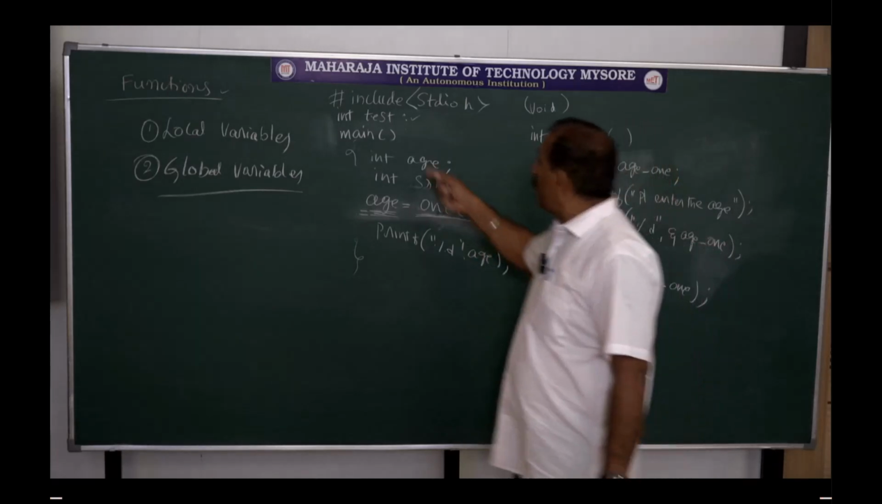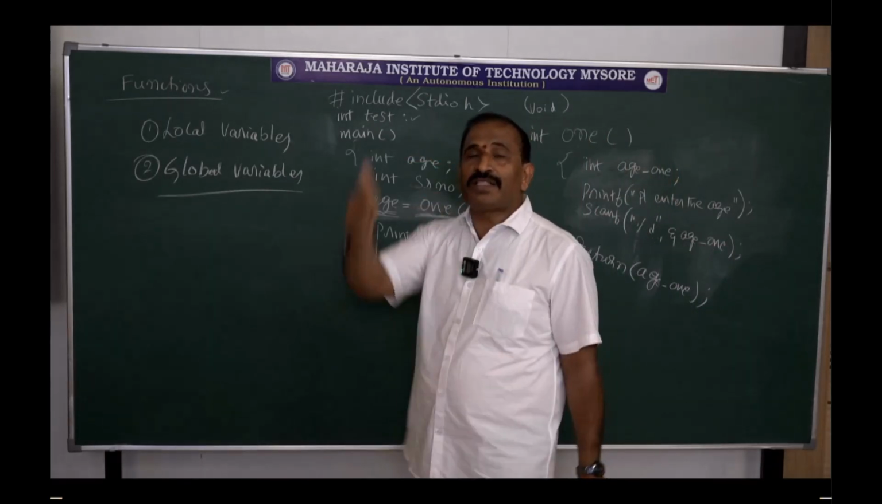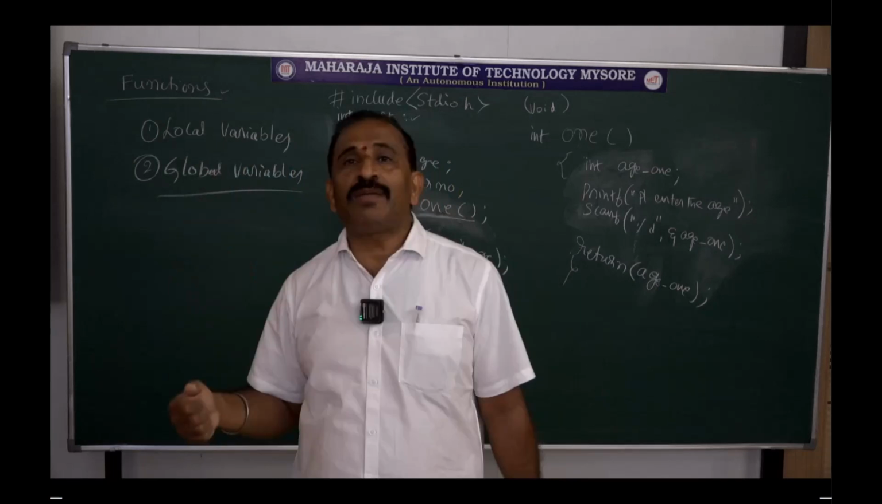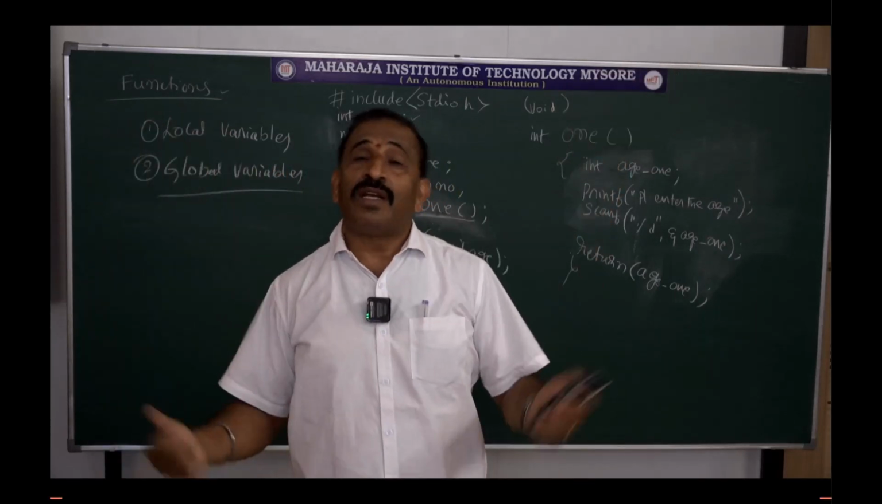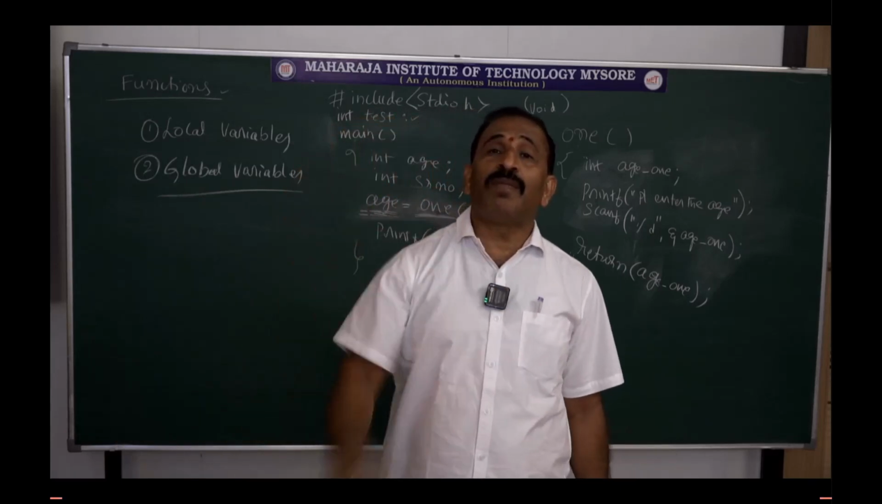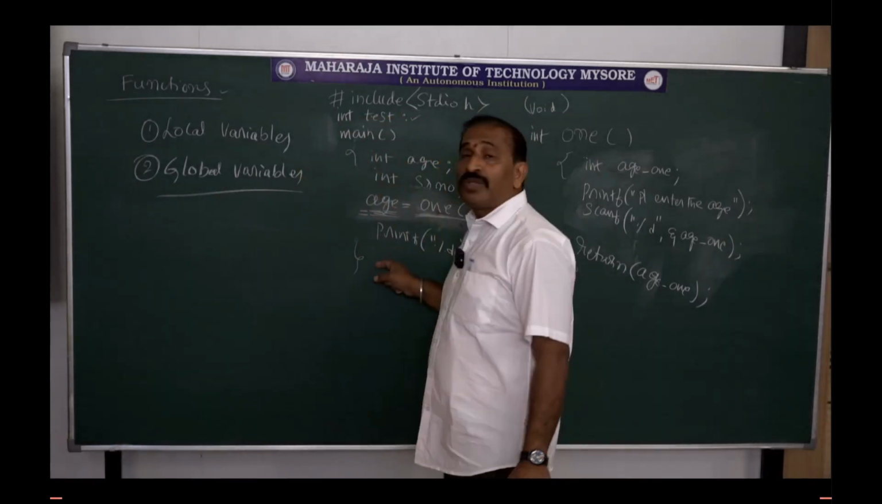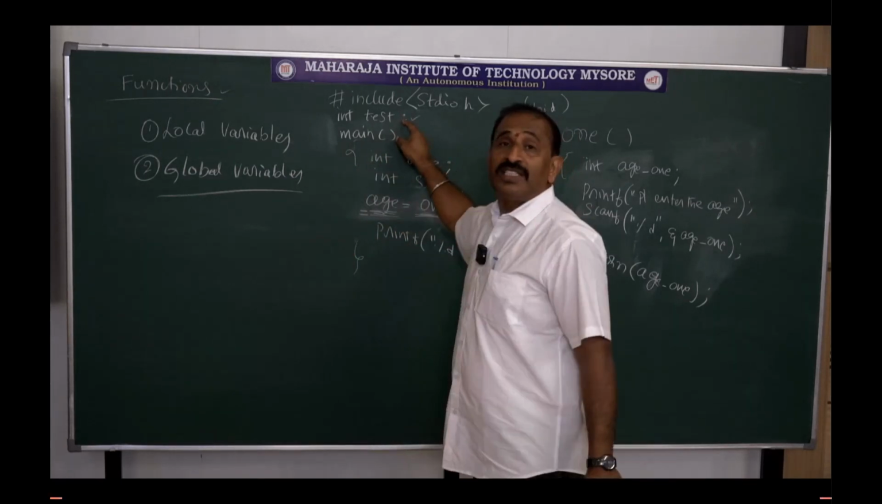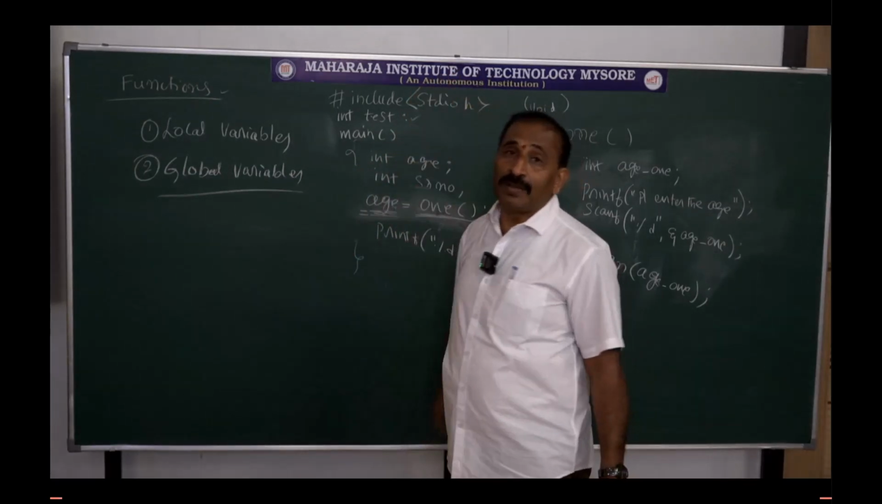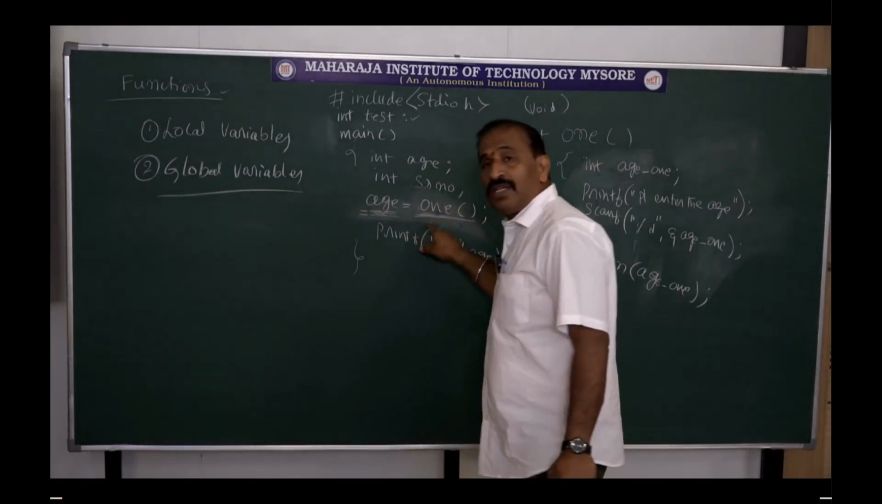All local variables are to be used here. Whereas global variables have validity throughout the program, not necessarily within any one function. They are called global variables. In this example, test is a global variable. You can use it here.